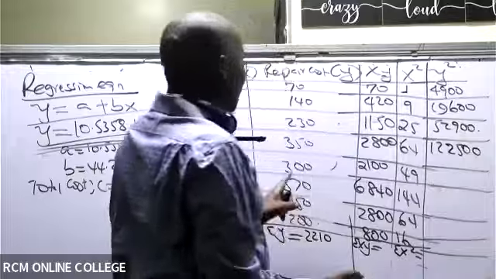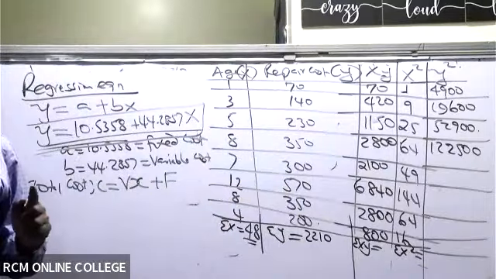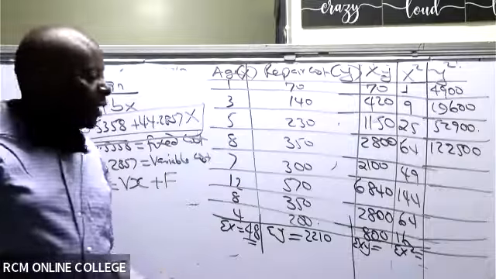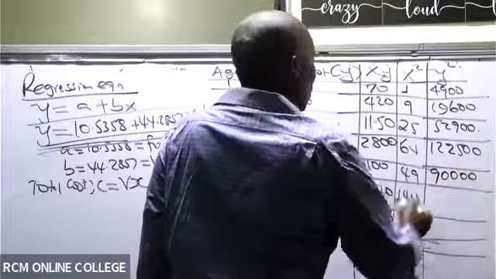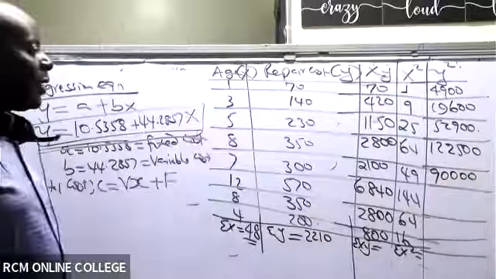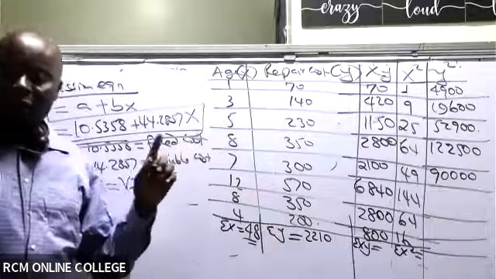122,500. From there, we have 300 squared. I think I'll be able to get these, but there's no harm if I get the number from you. I'm being told it's 90,000. And then lastly, we have 570 squared. How about 570 squared?